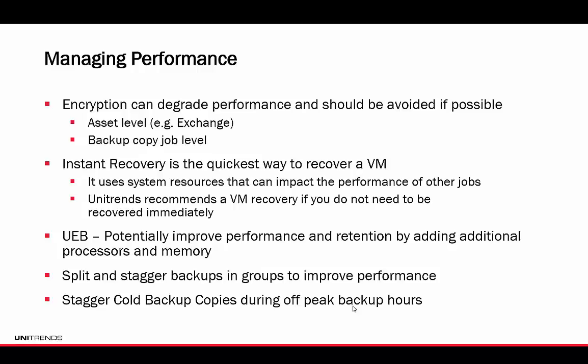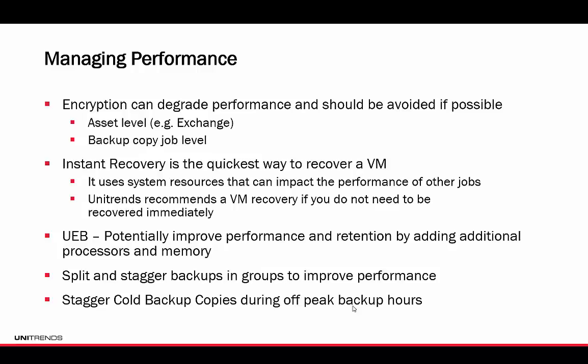Now, UB potentially can improve performance and retention by adding additional processors and memory. You have that luxury on the virtual appliances of shutting it down, making sure no backup jobs are running, and giving it more processor and memory. You can do that. You also can split and stagger backups in groups to help improve performance as well. If you know you have a bunch of assets that need 6-hour recovery points, don't put them all in one big group. Take those and divide them into halves or thirds and separate them out and run, still every 6 hours, but separate them by 2 or 3 hours around the clock.